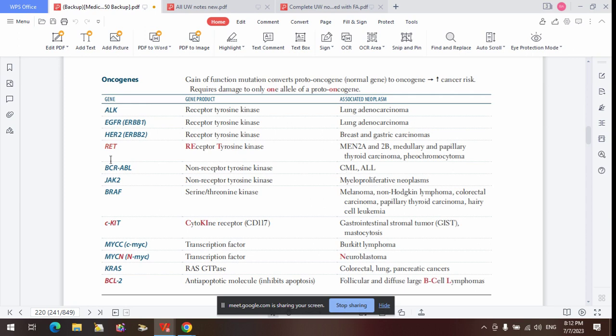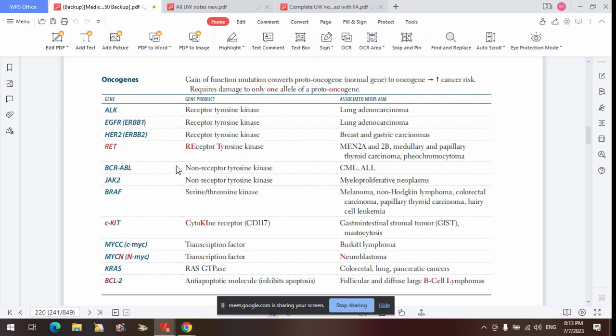But because RET is the one for MEN2A and MEN2B, and they are oncogenes, it means that the activity of this RET has to be increased. You have to have increased activity of this RET because it will drive growth. It's an oncogene. So you want to remember medullary thyroid carcinoma, pheochromocytoma for RET.